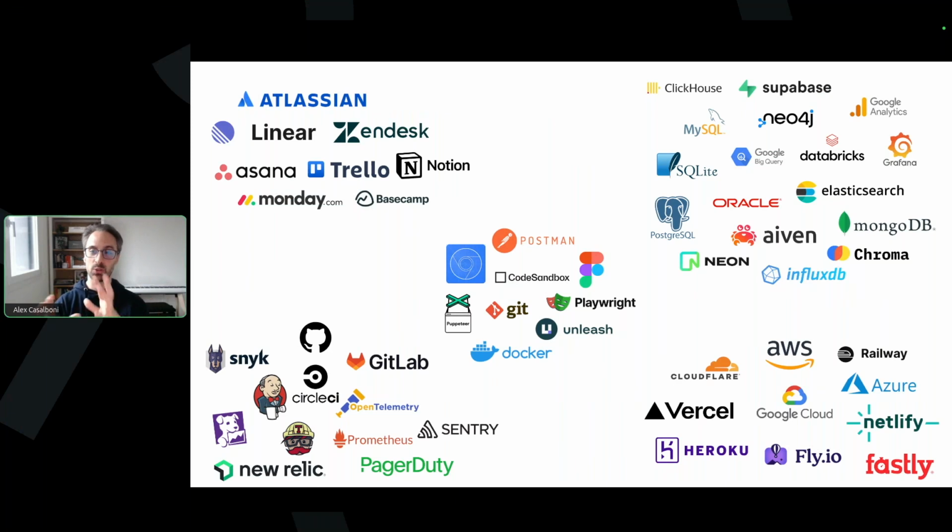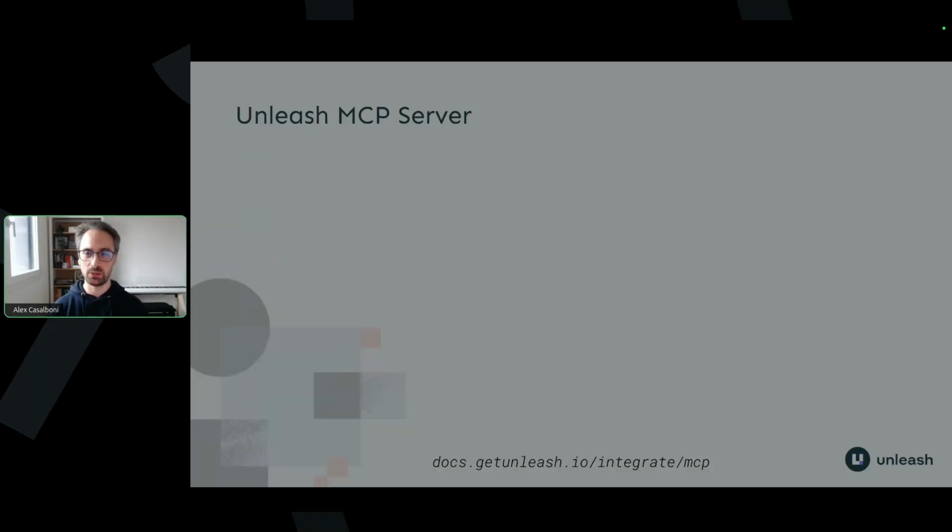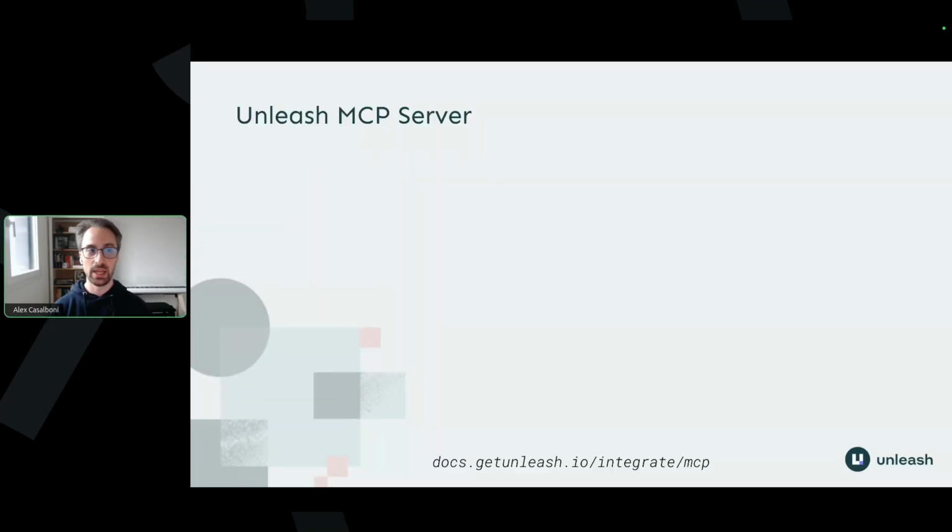Now, this is also where I would position the Unleash MCP server. It helps you write better code. It helps you automate best practices. And so let me tell you a bit more about the Unleash MCP server. Like the rest of Unleash, it is open source.